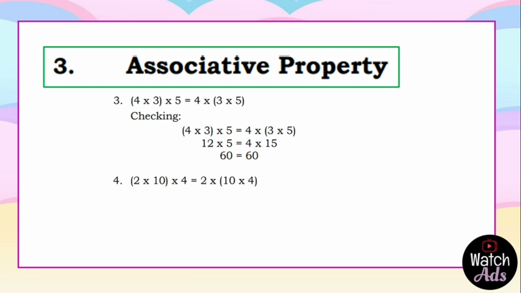Another example. First, we multiply 2 and 10 before we multiply the product by 4. And then we multiply 10 and 4 before we multiply the product by 2. Now 2 and 10 gives us 20 multiplied to 4. That is equal to 40 multiplied by 2. Now 20 multiplied by 4 gives us 80. And 2 multiplied by 40 gives us also 80. Now the associative property is also applicable in multiplication.